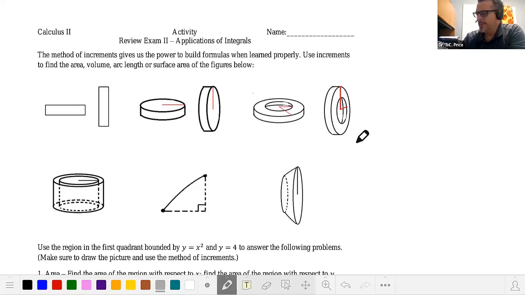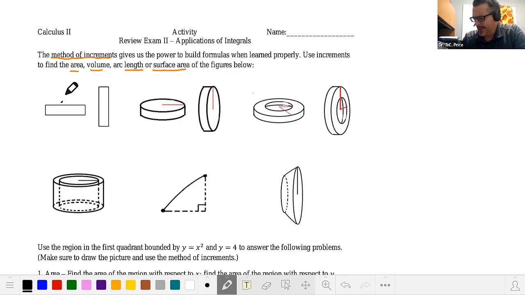And so remember, on the applications, we were using this method of increments. It gives us the power to build formulas when learned properly. So we're going to use the method of increments here to find the area, the volume, the length, or surface area of each figure below. So let's just go through these real quick.